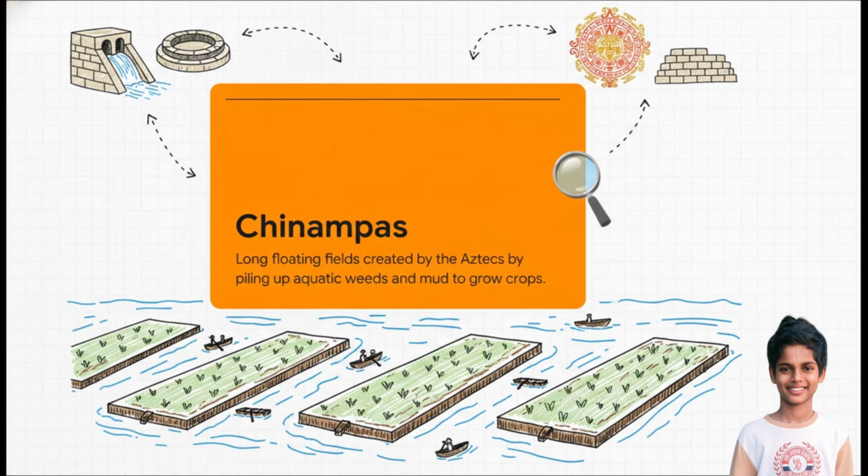The Aztecs in Central America came up with this unbelievable agricultural invention called chinampas. These weren't literally floating fields. I'm not kidding. They would pile up aquatic weeds, mud, and whatever they could find to create these long, rectangular farm plots right on the water to grow their crops. It just proves that brilliant human ingenuity was sparking all over the planet at the exact same time.